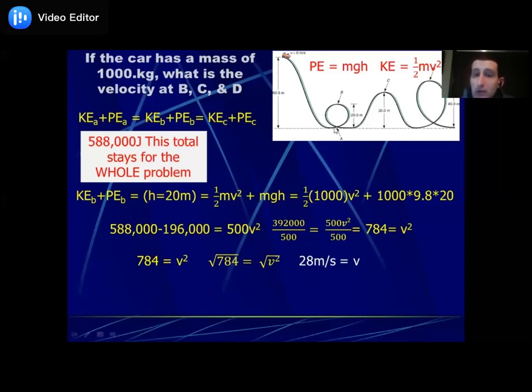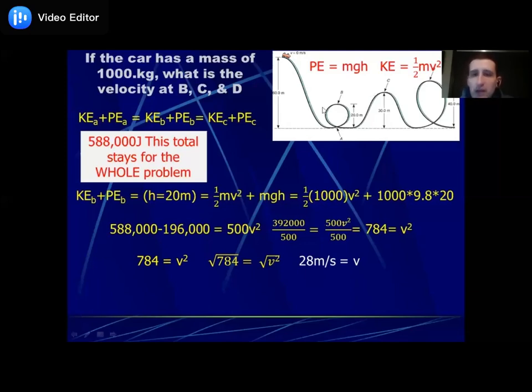So at A, we were going 34 meters per second. Now we've gone up to B. We're higher. As we go up, we lose kinetic energy and we gain potential. So we've gone from 34 down to 28. We're going slower. And again, if you've ever ridden a roller coaster, you know that.